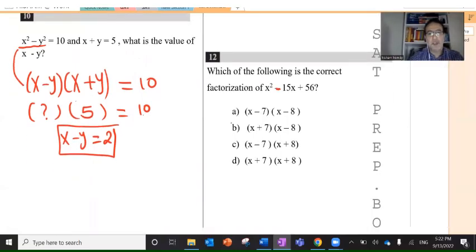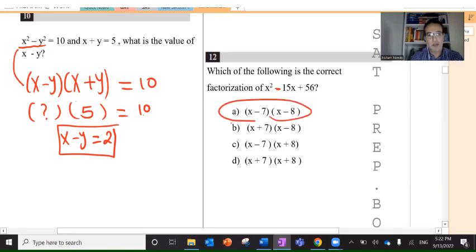For number 12, which of the following is the correct factorization? x squared minus 15x plus 56. As you can see, both of them are negative. We know that if the last sign is positive, both of them take the sign of the middle. So I am sure that the right answer is.